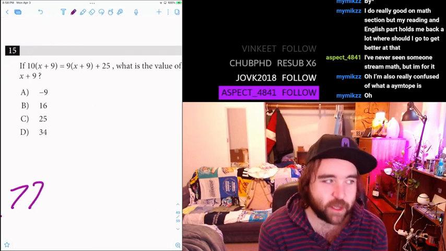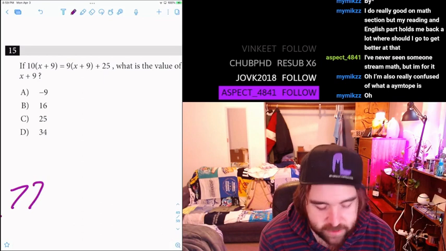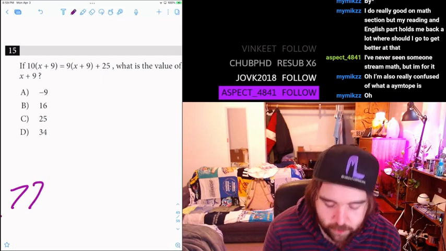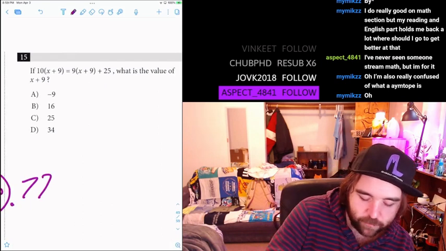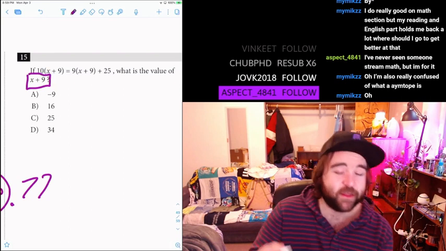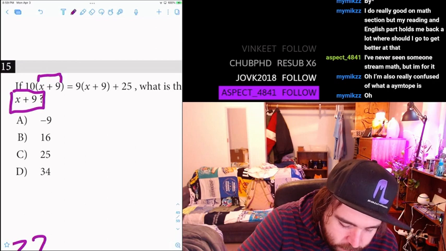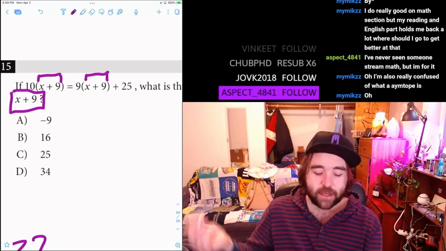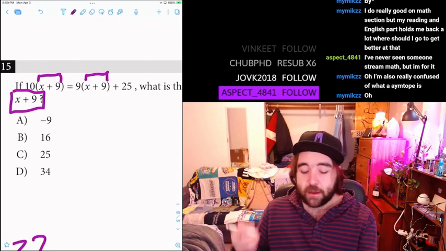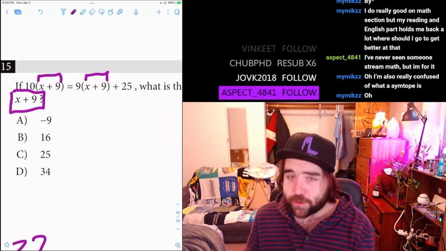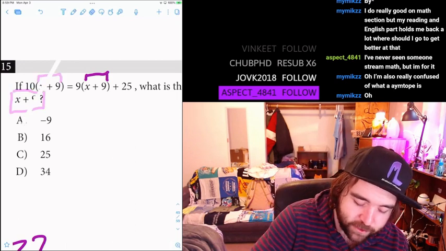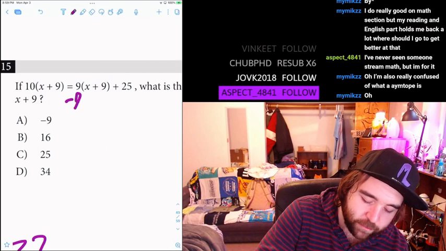So this is actually a really nice tip, because this is a problem that might take you a bit, but notice what they want. This is one of the times where they're not asking for X, but that's actually a good thing. Because look at how this right here is what they're asking for. So if we have 10 times the thing they're asking for equals 9 times the thing they're asking for plus 25, if we just subtract this entire thing from both sides.